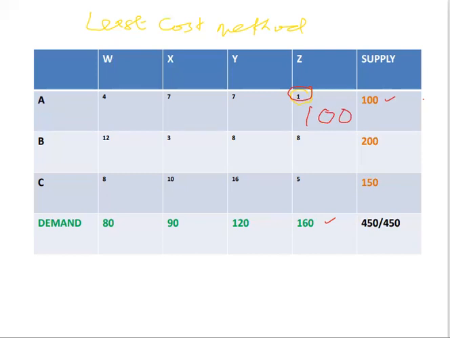Now, this A wants to supply 100. He has supplied the 100. There's nothing again for him to supply. Immediately, you cross it out and take 0. Make it 0. But Z is in need of 160 bags of cement. He has only gotten 100. What does he need left? 60. Reduce it to 60.